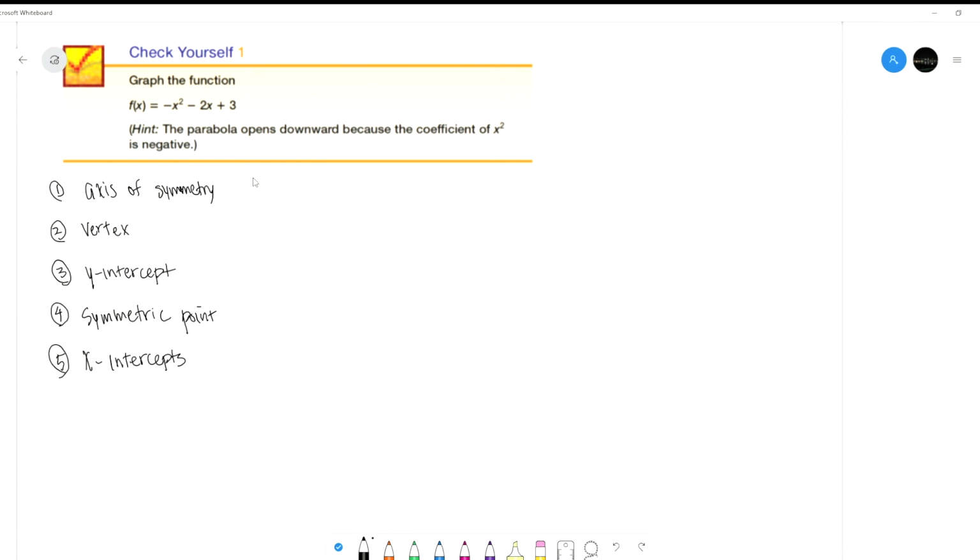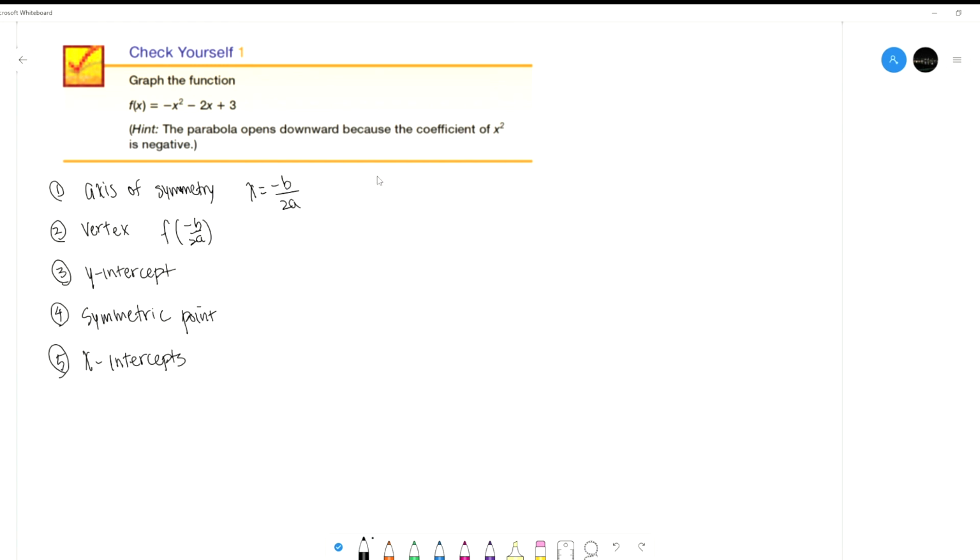Okay, so remember axis of symmetry is when you do x is equal to negative b over 2a. Right? And the vertex is when you substitute negative b over 2a into the function and get the y, right? So please try that. So let's get the axis of symmetry.